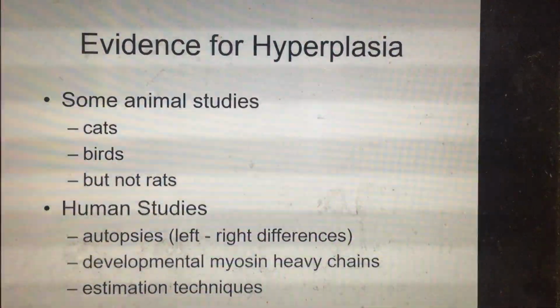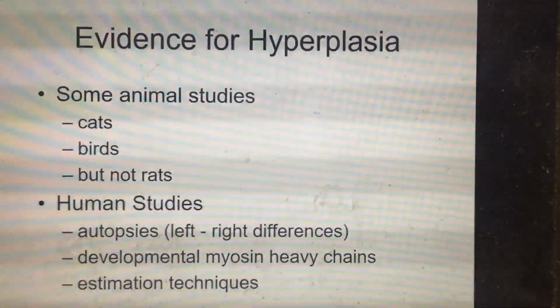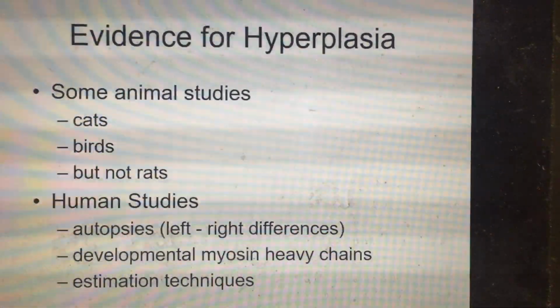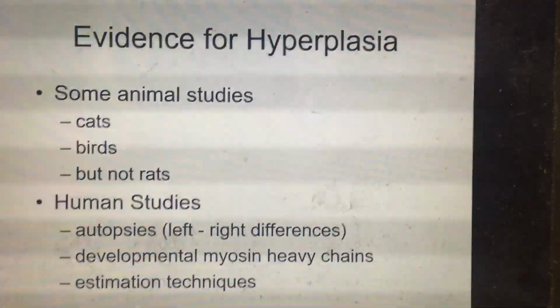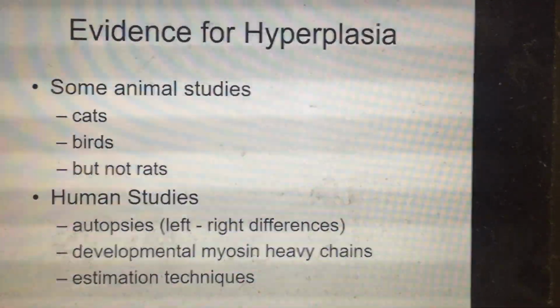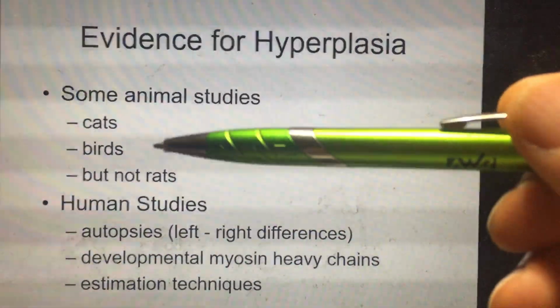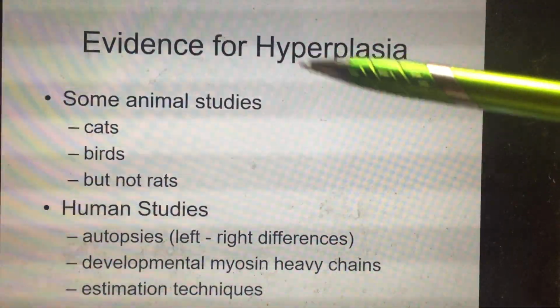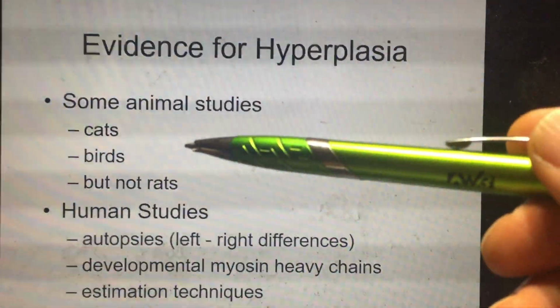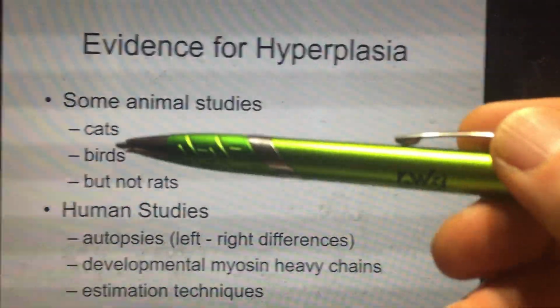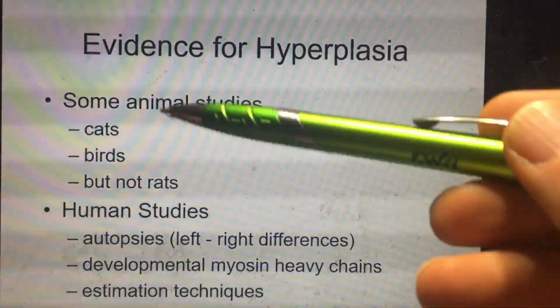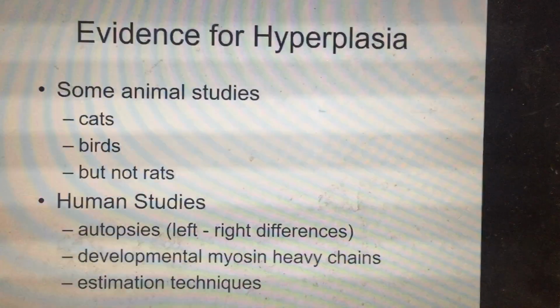Measuring hyperplasia is a little bit more difficult. You'd have to count the number of muscle fibers, which is something that's difficult to do in a live human. But they have done some studies to show that hyperplasia, so an increase in muscle fiber number, can occur with strength training in cats, in birds, but not rats. So it seems to be species specific.